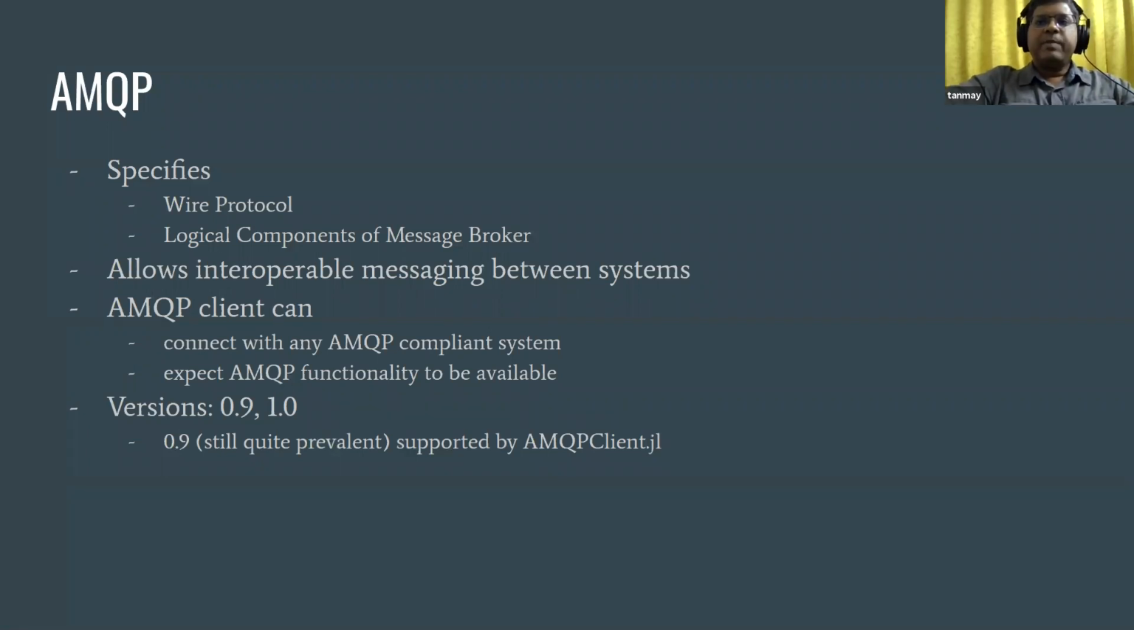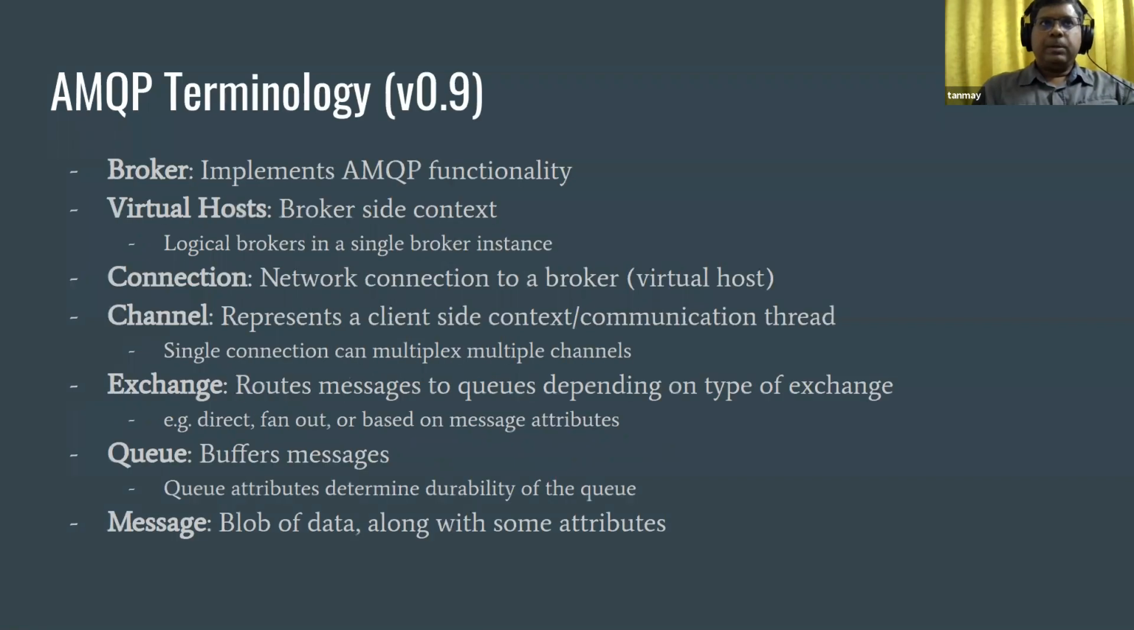There are two primary versions of the protocol available now, 0.9 and 1.0. In the Julia package AMQP Client.jl, we support 0.9, which is still quite prevalent and popular. So let's go through some AMQP terminology first, which we're going to hear quite a lot in this presentation. All this relates to the 0.9 AMQP version.